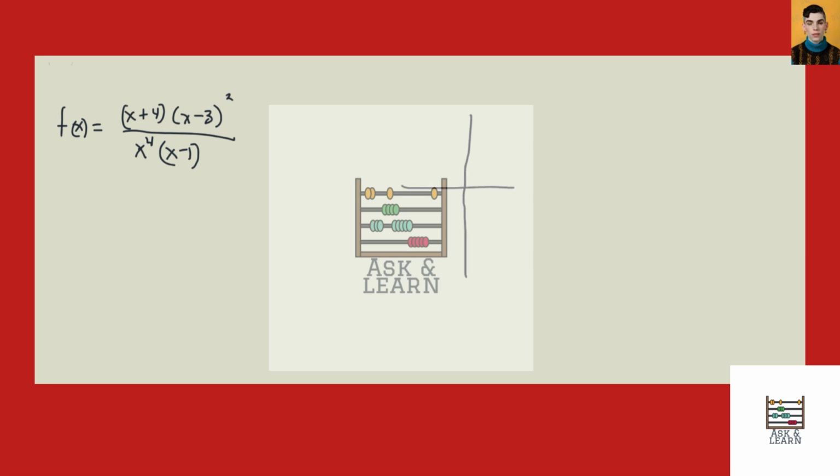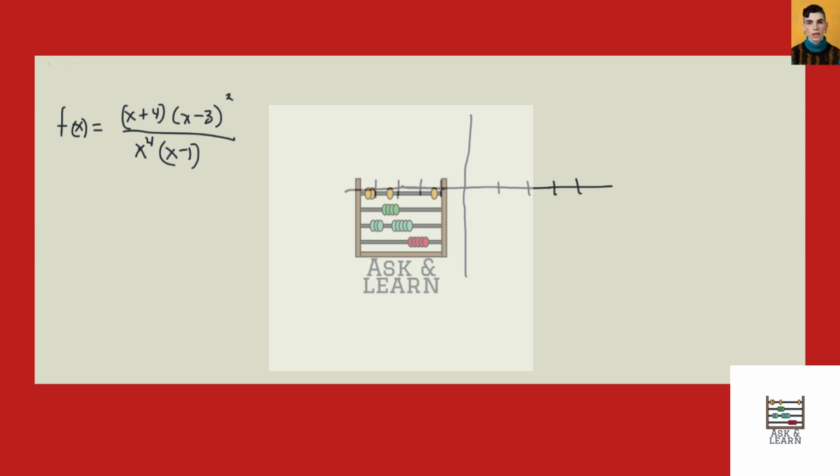So let's go ahead and first figure out where all of our vertical and horizontal asymptotes are going to be. So let me go ahead and draw a little graph here. 1, 2, 3, 4. 1, 2, 3, 4. All right.